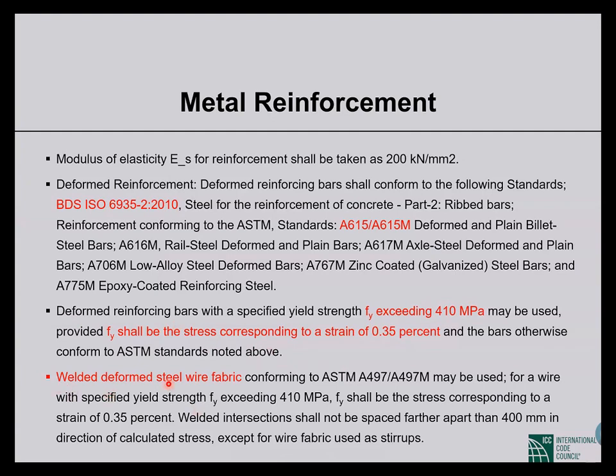The code also talks about welded deformed steel wire fabric. Until recently, that type of steel wire fabric was not available in Bangladesh, but recently some companies are marketing this type of product, welded deformed steel wire fabric. So the code allows that, and there are specifications for this. We can use this type of steel wire fabric in making slabs. We can buy a kind of prefabricated mesh of steel wire and just pour concrete on that.